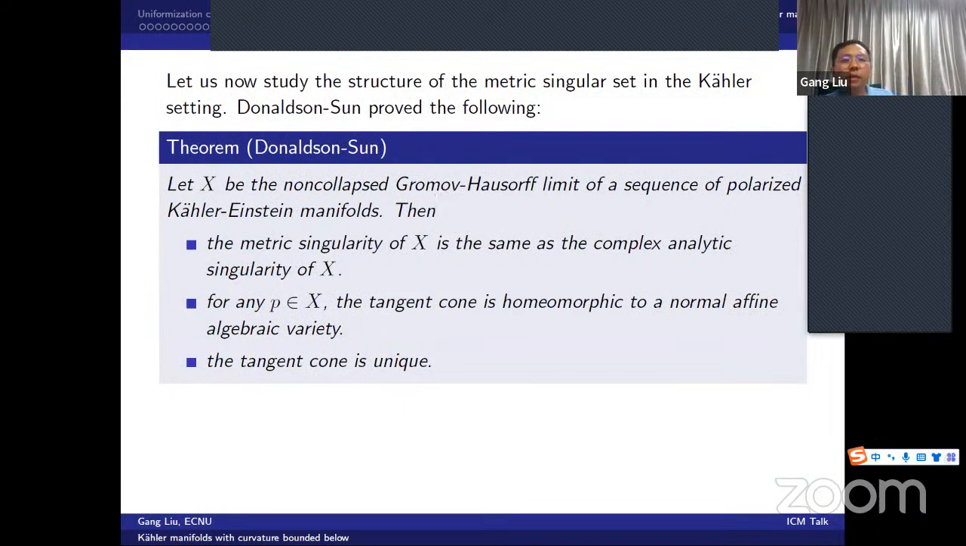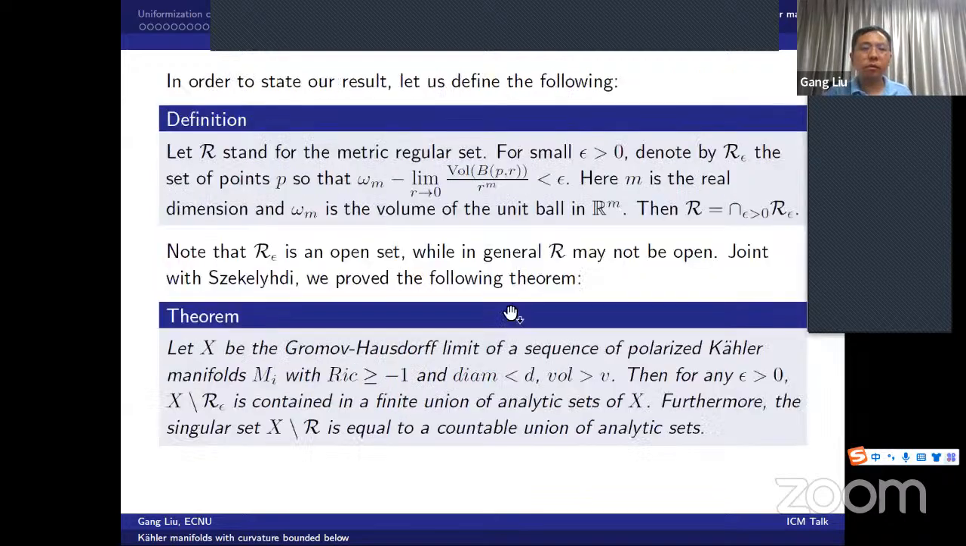Let us also study the structure of the singular set. Recall the result of Donaldson and Sun. They assume a sequence of polarized Kähler-Einstein manifolds. Then the metric singular set is the same as the complex analytic singular set. The tangent cone is homeomorphic to a normal variety, and also the tangent cone is unique.